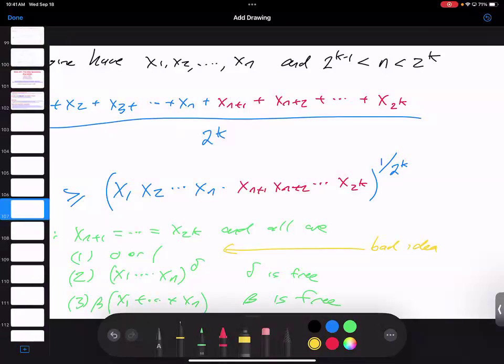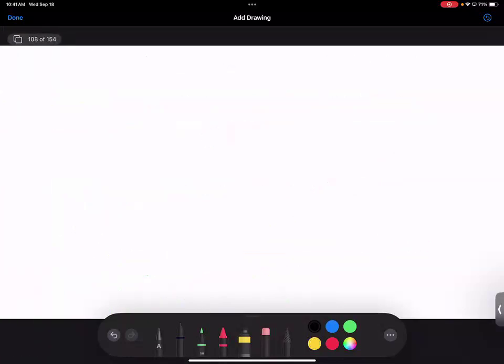So let's see if this works. So we have x1 plus dot, dot, dot.